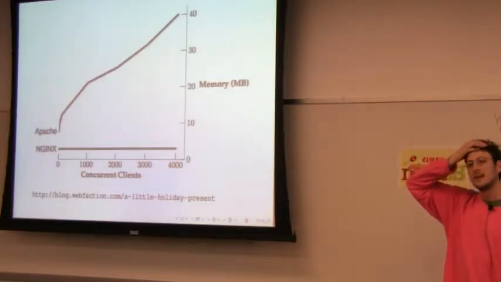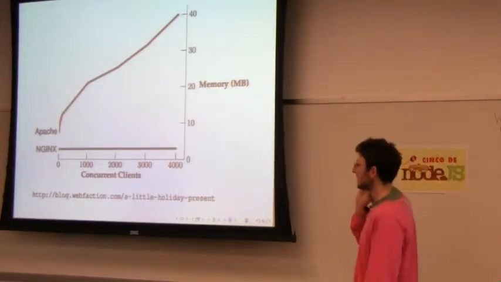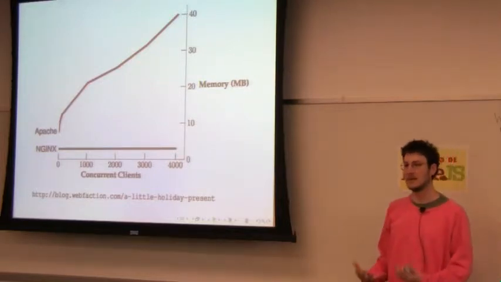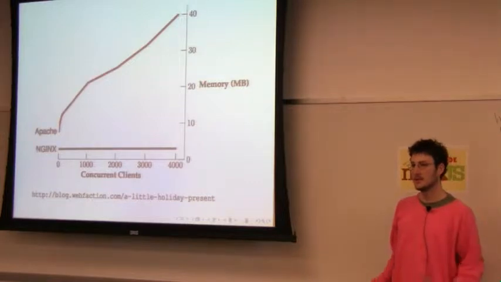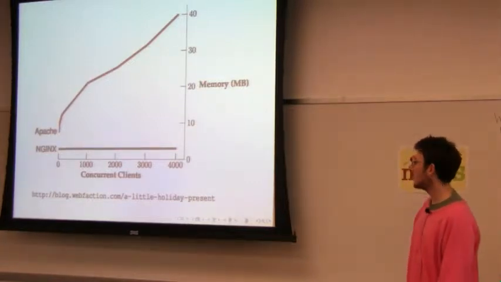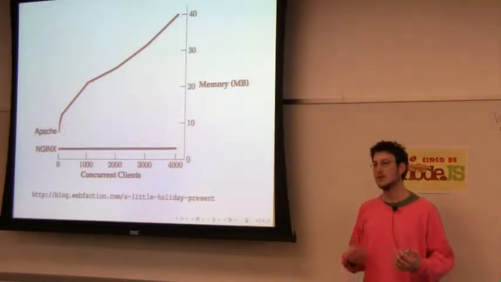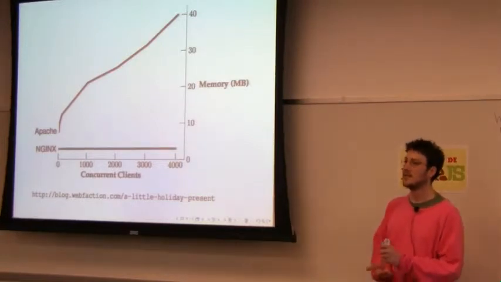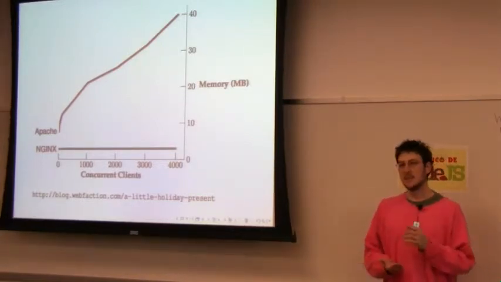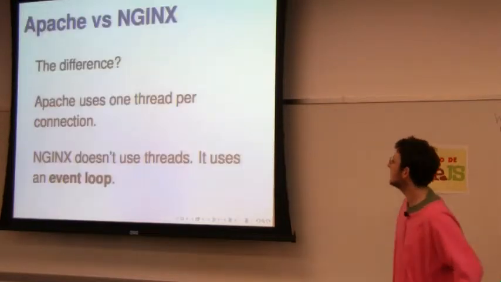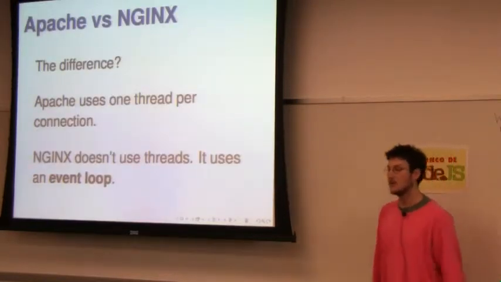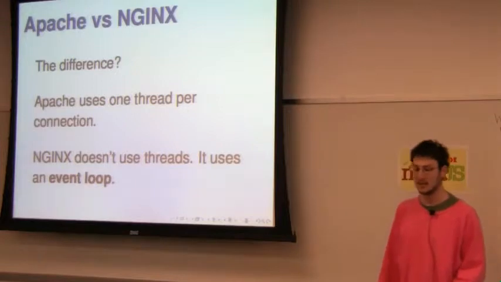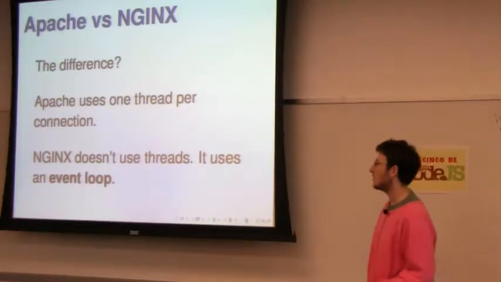where you see that Nginx stays very stable in terms of memory, while as you add more concurrent clients to Apache, the memory usage just climbs and climbs. So for situations where you have a lot of users sitting on your web server, for example a chat, maybe they're not doing anything, just sitting there idle, Apache can't handle it because it creates a thread for each of these. The real difference between Apache and Nginx is that Apache uses a thread per connection, and Nginx uses an event loop.